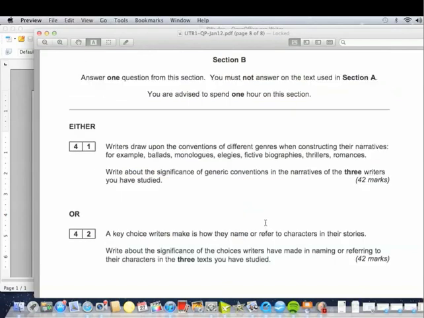Okay, this is section B of Lit B1. This is your second section, although there's nothing to stop you doing this one first and then going back to do section A if you so desire. You have 1 hour to do this and a choice of 2 questions. You need to answer one of these 2 questions using the 3 texts that you have not studied, not covered in section A.